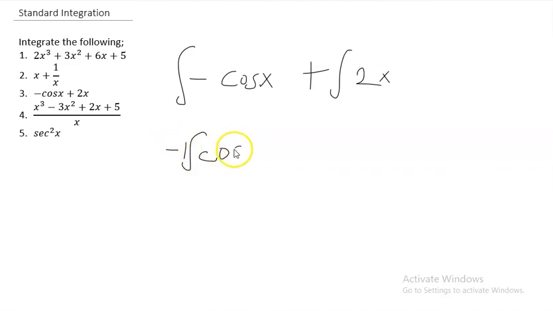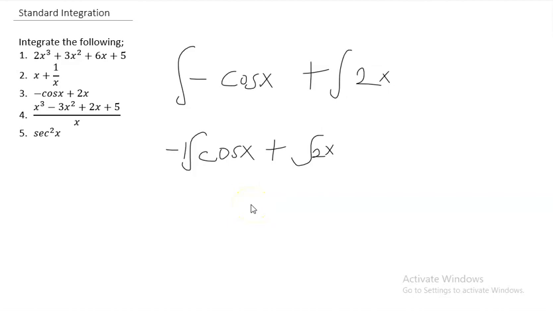Instead of writing negative 1, you can just put a negative sign, plus the integral of 2x. Now, like I said, if you have knowledge of differentiation, then it would be very easy to solve questions like this, if you have knowledge of the differentiation of trigonometric terms.